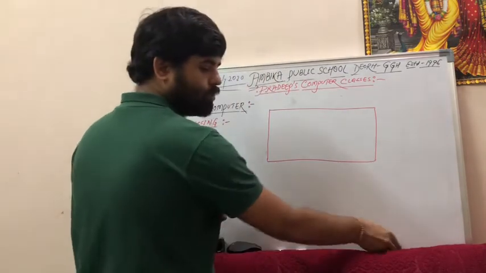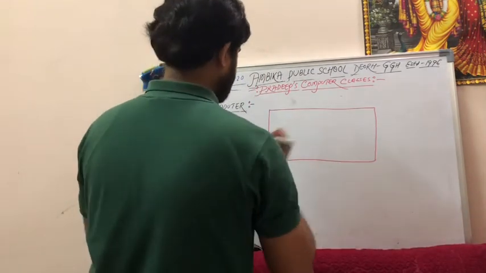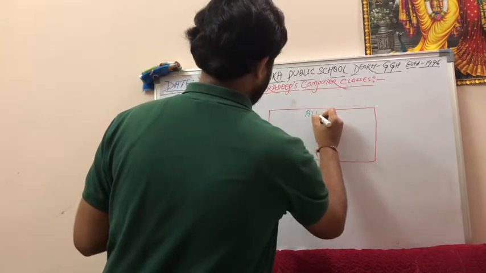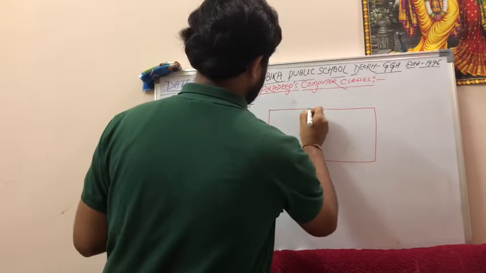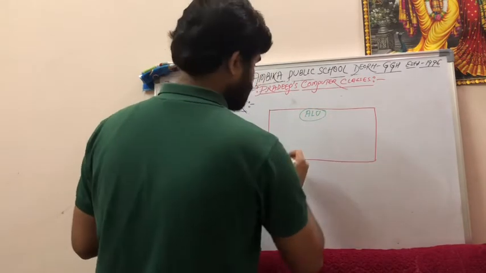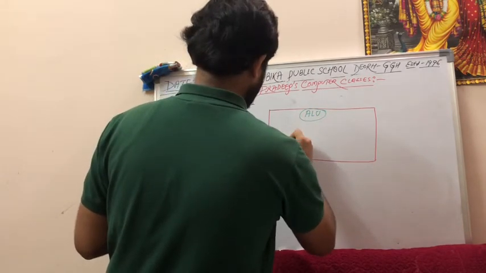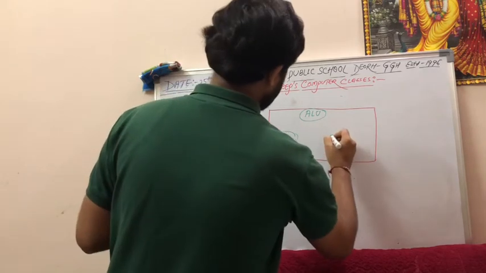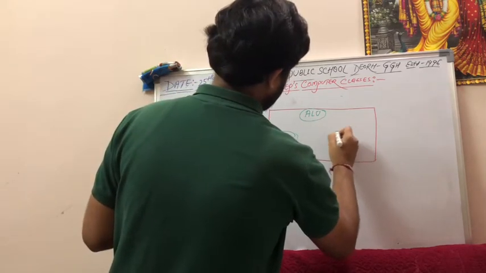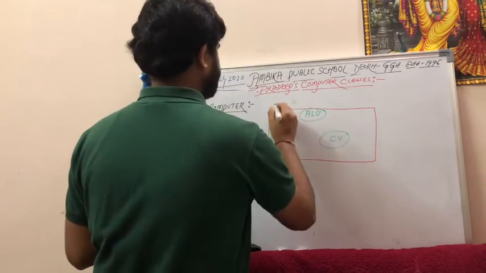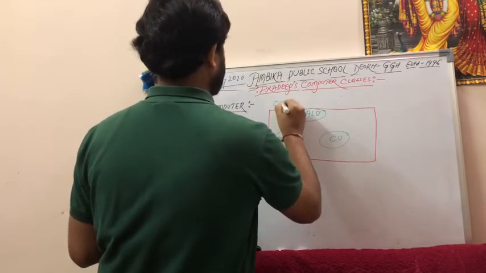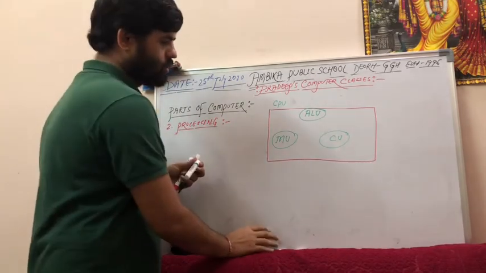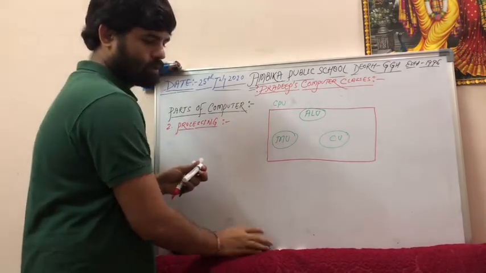Inside the CPU there will be three things: ALU, MU and CU. Okay, so you just write it down, then I will explain what this is.